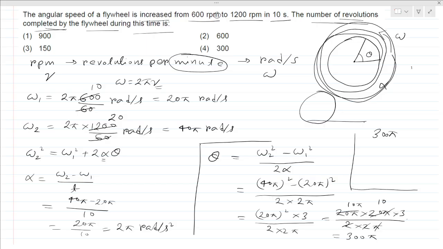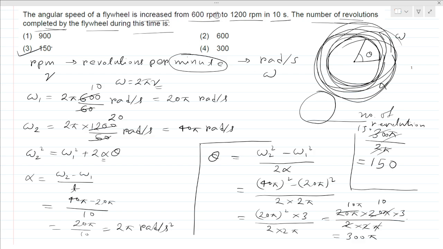Now if you want to calculate the number of revolutions, we can simply write that 2 pi stands for the angular displacement for a complete rotation. Then to calculate the number of revolutions, we divide 300 pi by 2 pi, because the total angular displacement is 300 pi. If I divide it by one complete rotation, we get the number of revolutions. Then we can cut pi, and 300 by 2 will be 150. So 150 will be the answer. That means option number 3 is right. Thank you.